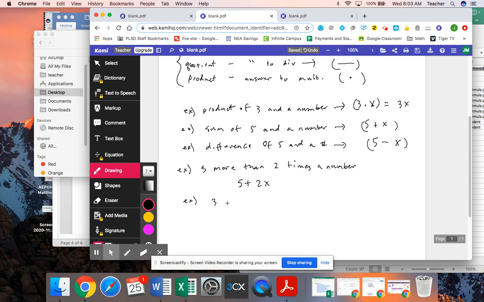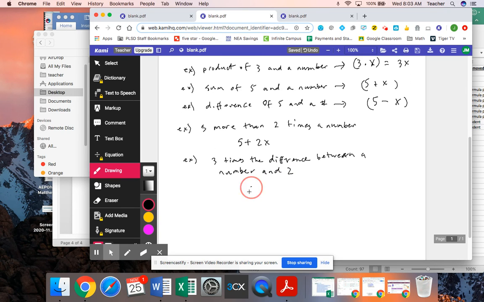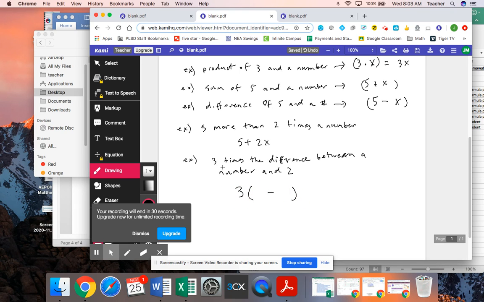What about 3 times the difference between a number and 2? 3 times the difference. I heard the word difference. I immediately do this, and it's going to be 3 times that. Now, what is the difference? It's between a number and 2.